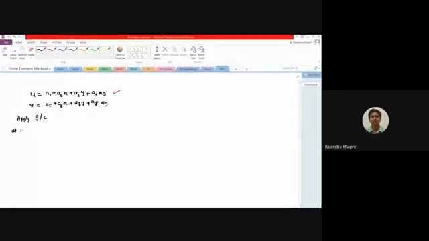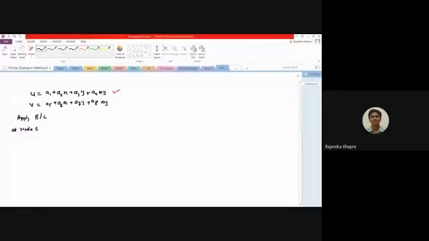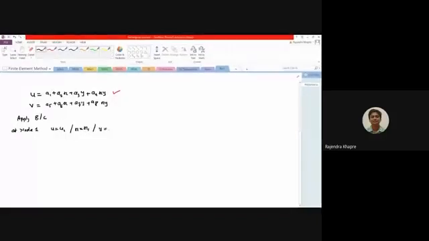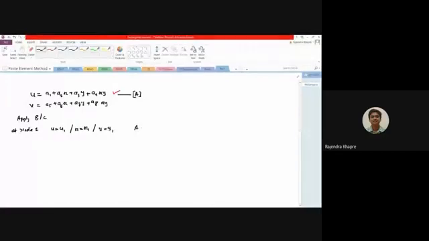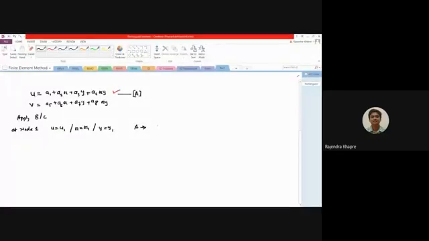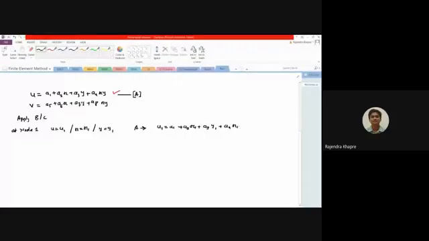Let us say at node 1, u will be called u1, x will be called x1, and y will be called y1. Just for the sake of simplicity, let us call this expression a. In that case, expression a will look like u1 equals a1 plus a2 into x1 plus a3 into y1 plus a4 into x1 y1.